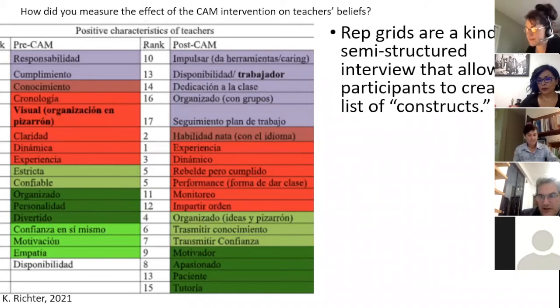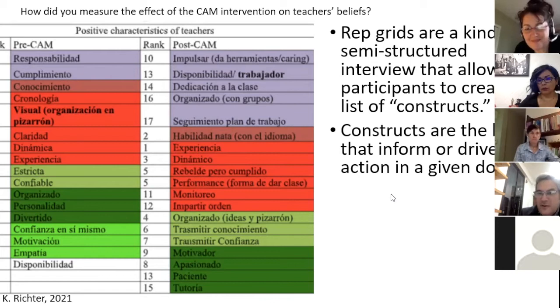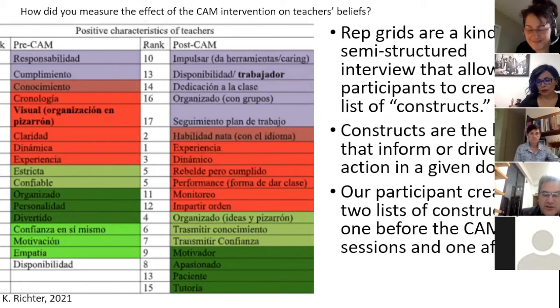A Repgrid is a semi-structured interview in which the researcher and the participant work together to create a list of constructs. Constructs is just a fancy way of talking about beliefs, perceptions, ideas that inform or drive action in a given domain. Patty and I are right now doing research into collective accompaniment, helping language teachers, and so that's the domain that we're interested in.